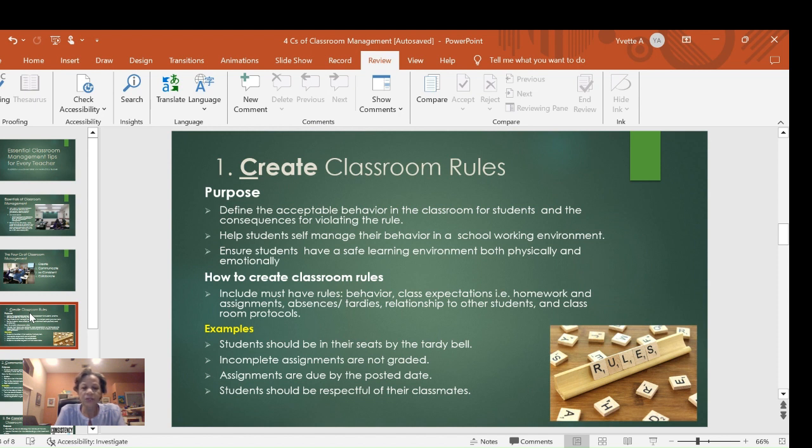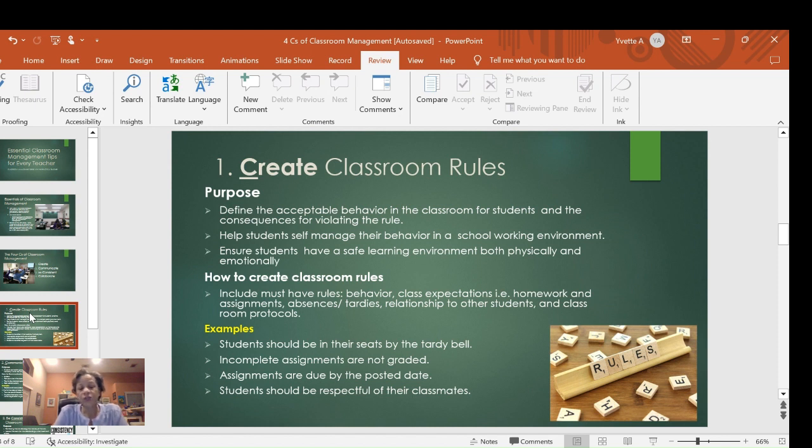It keeps the students safe. They know what's expected of them. It also lets them know how to self-manage their behavior in a school and working environment, and it ensures that students feel safe, both physically and emotionally. There's nothing worse than not knowing the rule of a game or a situation and then getting penalized later because you broke that rule.